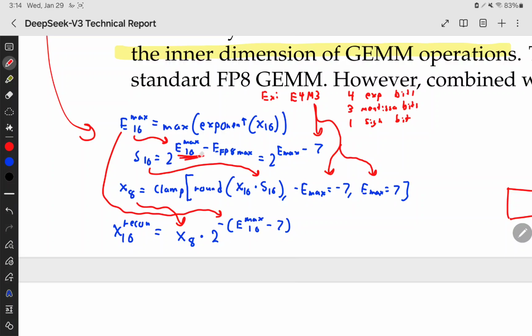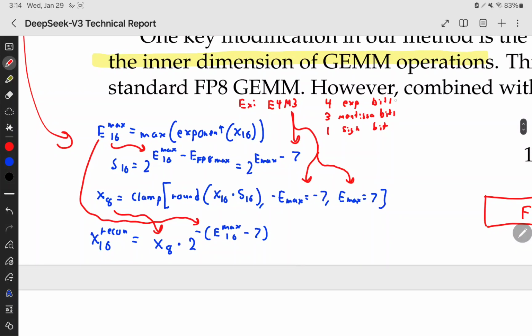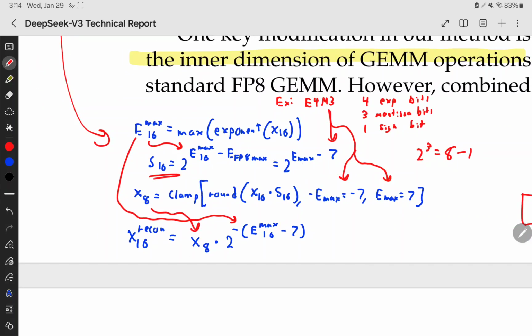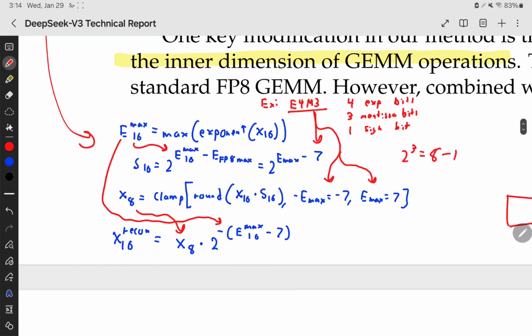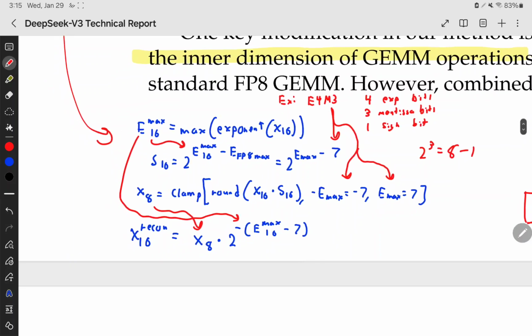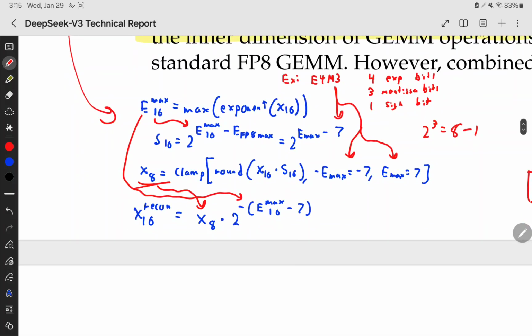You then take whatever maximum exponent that was, and you subtract off the maximum exponent in your floating point 8 format. So in this case, since we're doing E4M3, that would be 7 here. So exponent 7, because 2 to the 3 is 8, minus 1, which is 7. So that's what you have here. Then this is going to be our scale factor. So we're going to scale by that, and we're going to round it. And this basically moves it from our floating point 16 range to our E4M3 range. And that'll be our int 8.